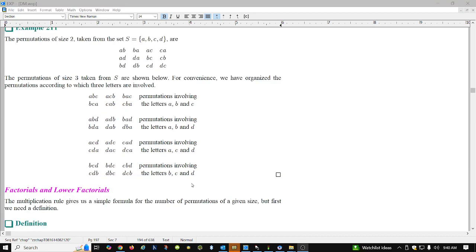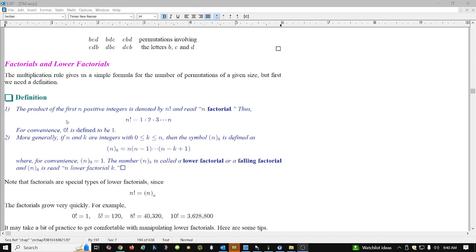Now, the multiplication rule gives a simple formula for the number of permutations of a given size. But first we need a definition. This is something you may very well be familiar with, but we'll go over it anyway. The product of the first n positive integers is denoted by n with an exclamation point, and that is read n factorial. Don't know where the word factorial came from. Guess I should look it up. But in any case, this is n factorial.